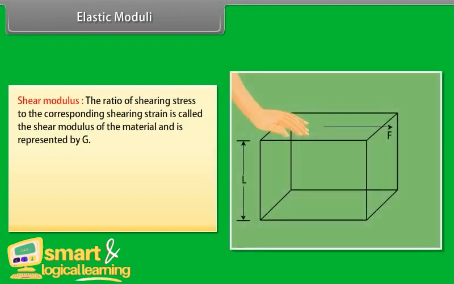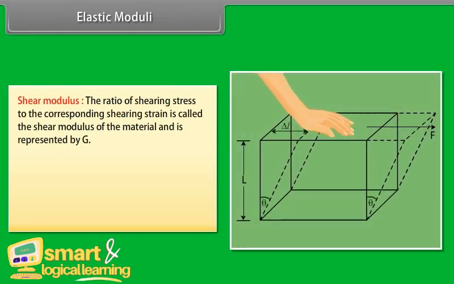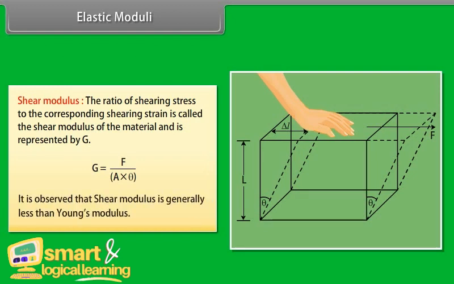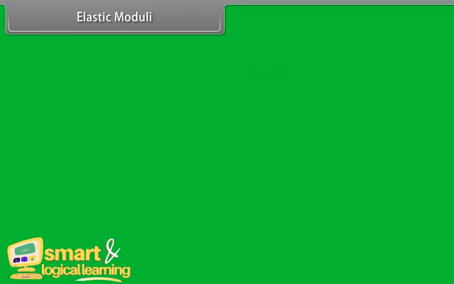The ratio of shearing stress to the corresponding shearing strain is called the shear modulus of the material and is represented by G. G is equal to F by A into theta. It is observed that the shear modulus is generally less than Young's modulus.